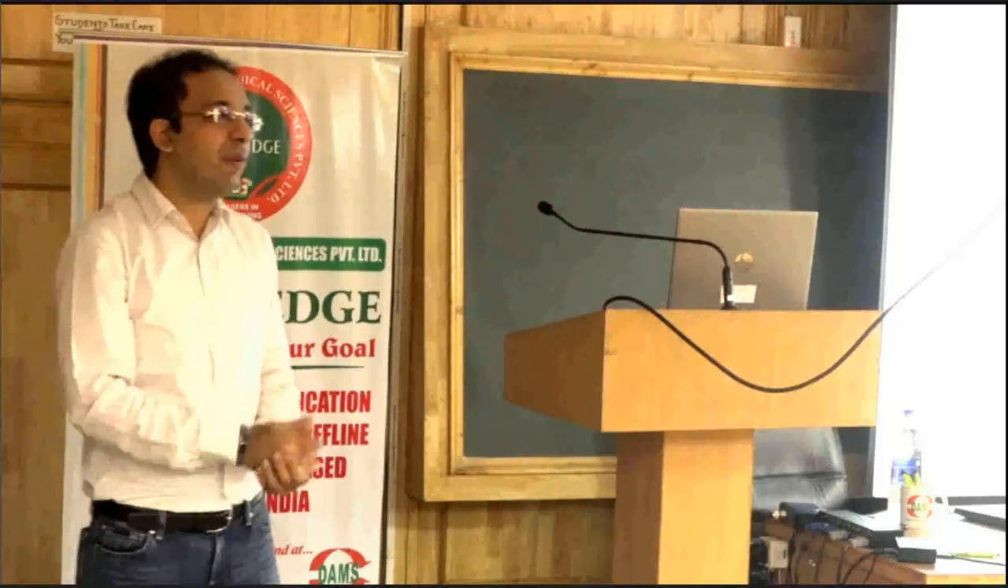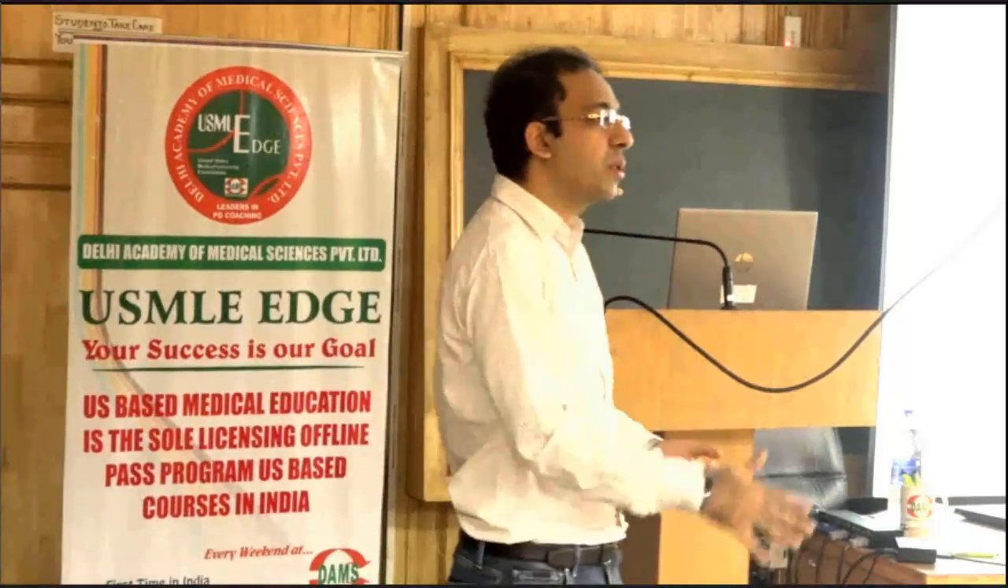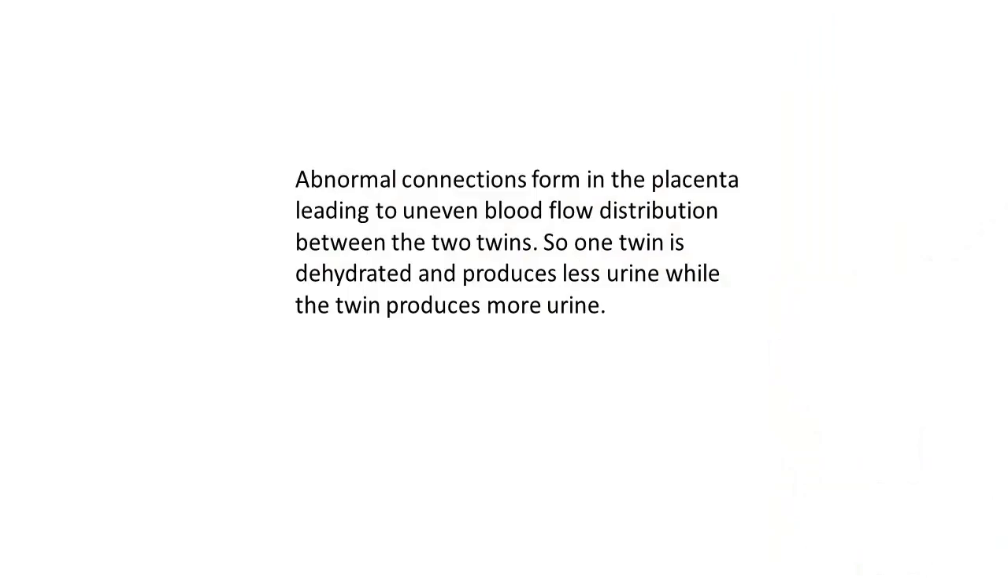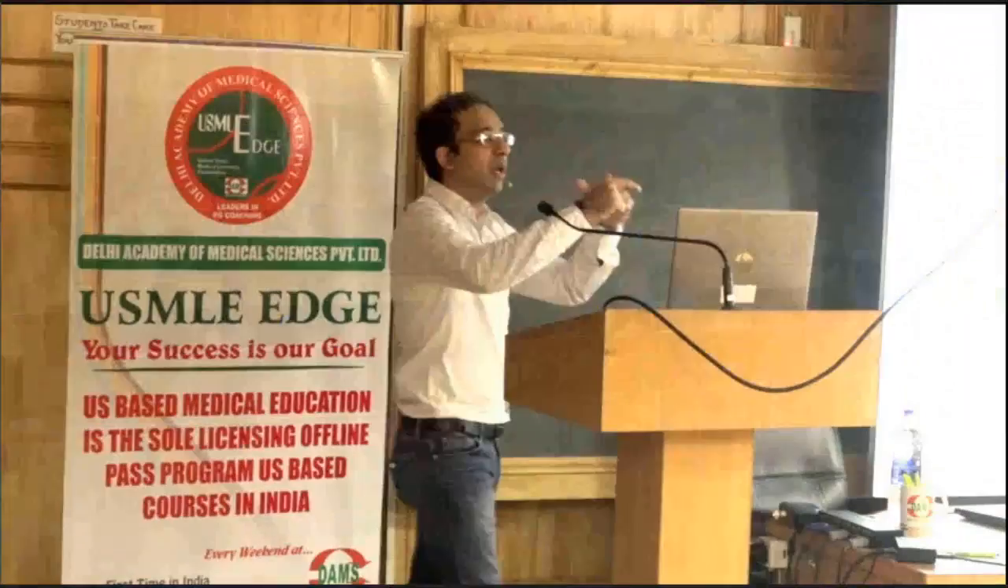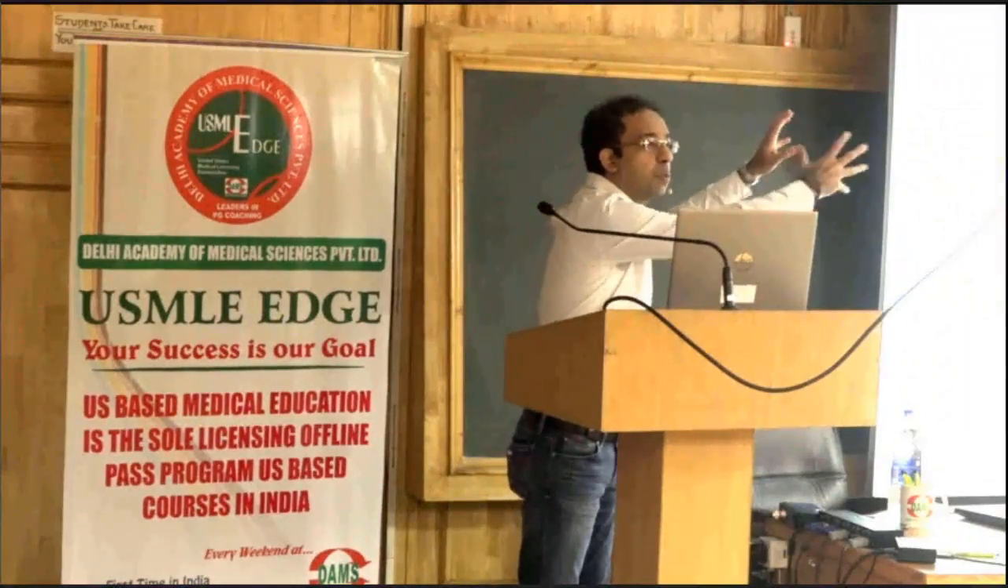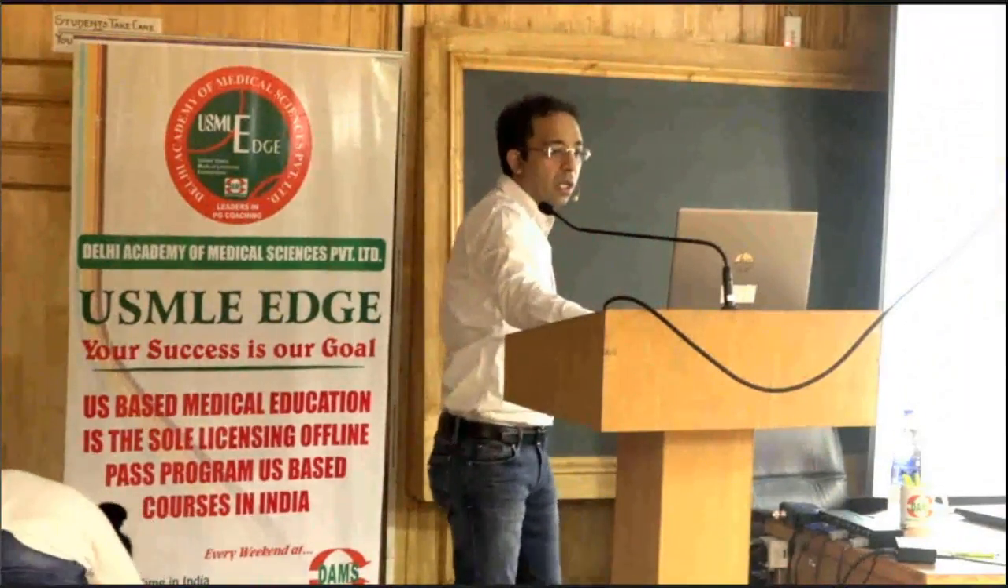So one will have polyhydramnios, one will have oligohydramnios. The reason is one will have more urine production, one will have less urine production. So the idea here is that I hope you understand, you're telling only one, but I'm asking what will happen to their respective amniotic fluids. Please see these keywords here.